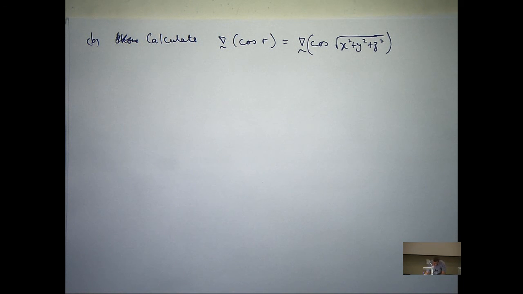Now remember, the gradient involves partial derivatives. So if I'm going to take partial derivatives, maybe there's a chain rule I can use. Well, that's what I'm going to show you now. You can use a chain rule if you want to. Of course, you could just go through and do it the standard way, but let me show you something different. Okay?